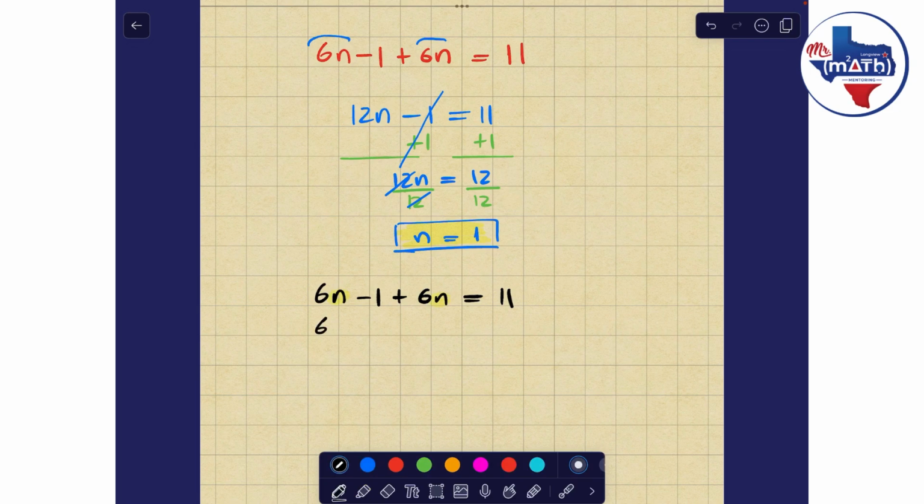So we have 6 times 1 minus 1 plus 6 times 1 equals 11. So 6 times 1 is 6, minus 1, plus 6 times 1 is 6, equals 11. 6 minus 1 is 5, plus 6 is 11, equals 11, which is correct. Therefore, we have verified that effectively the solution of this equation is n equals 1.